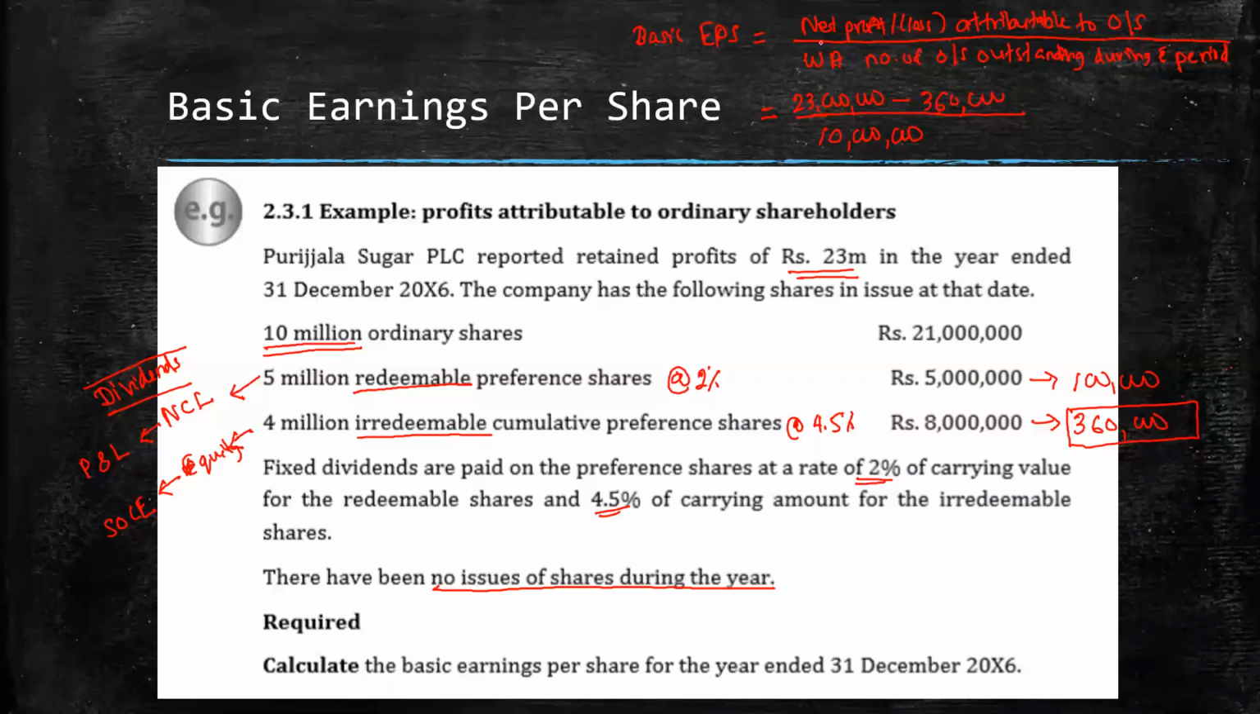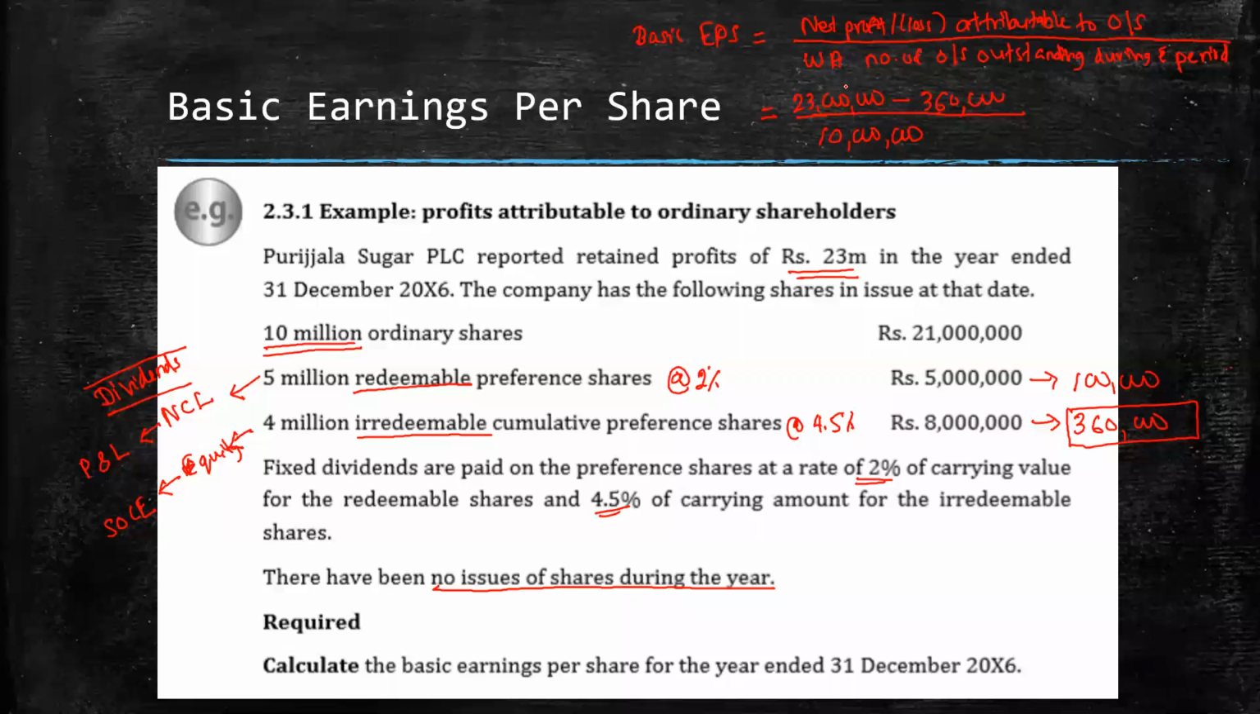Right? What does that mean? When calculating this net profit, this 100,000 has already been deducted. It has been already deducted when we are calculating our net profit. The dividends paid to redeemable preference shareholders have been taken to the P&L. So this 100,000 is under our finance cost. So when calculating net profit, we deduct this amount as well.